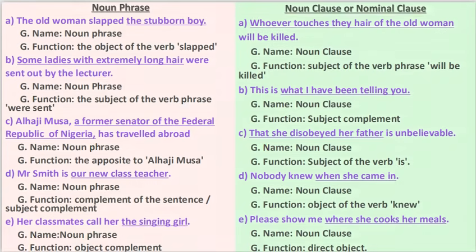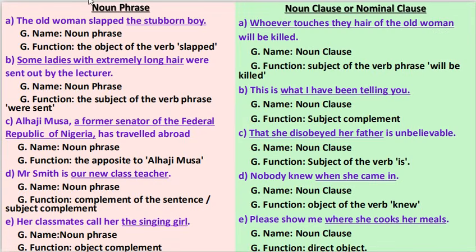Okay, noun phrases first. Now we are under noun phrases. Example A. The old woman slapped the stubborn boy. The stubborn boy is underlined. It is a noun phrase. When we look at the grammatical name, that is a noun phrase, the stubborn boy. While the grammatical function is the object of the verb slapped.